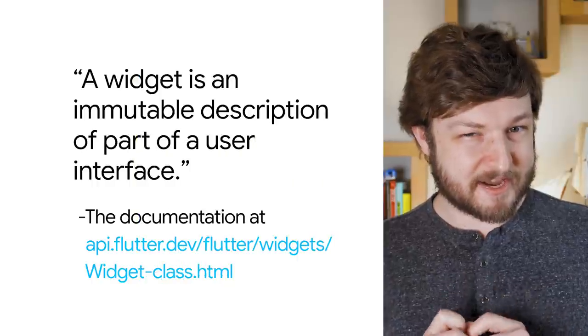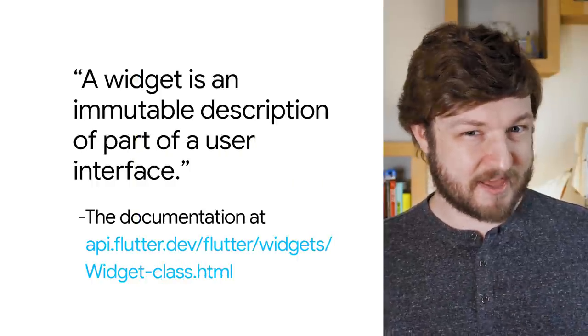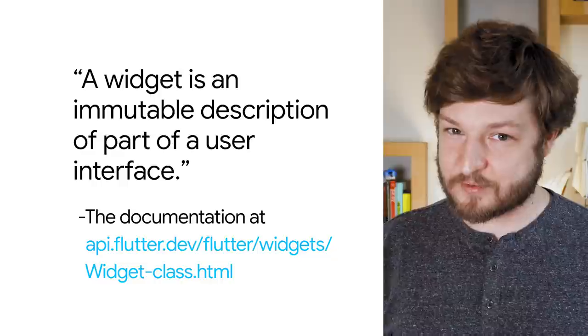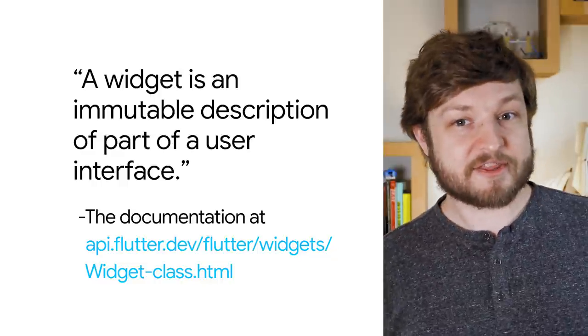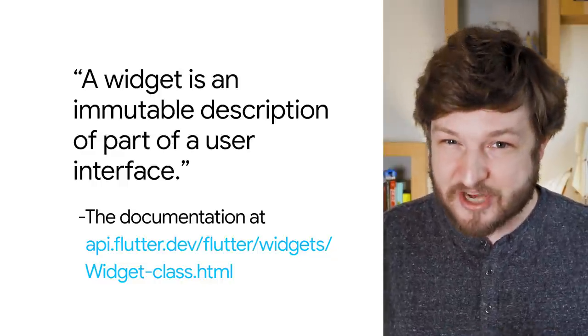So, that quote from the documentation, that widgets are descriptions of the UI, they're just that. They describe things and they don't change while we're using them. In this way, you use widgets to declare what you want your app to look like, and Flutter takes it from there. But of course, user interfaces and apps do change as your users use them. And so how do we take something that by definition never changes and, well, change things?